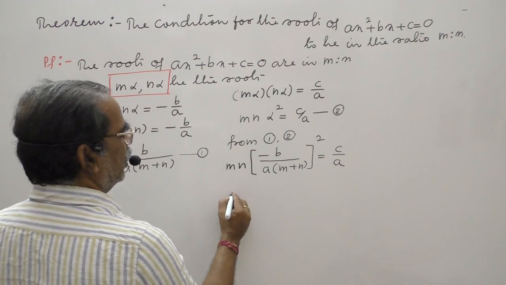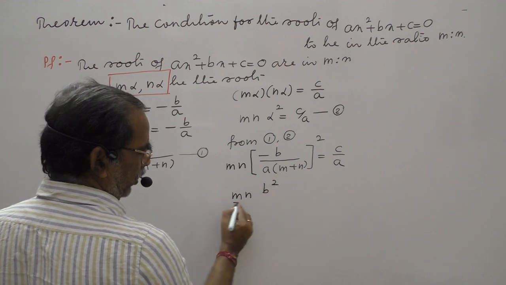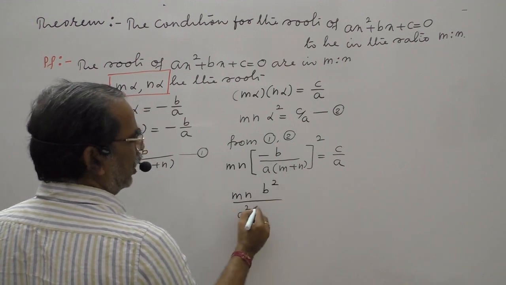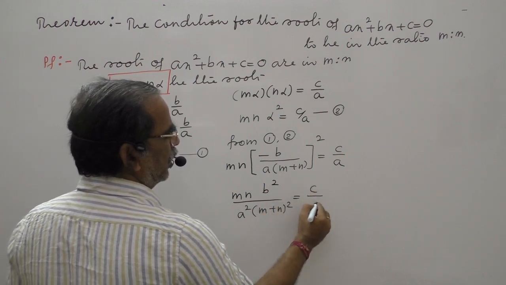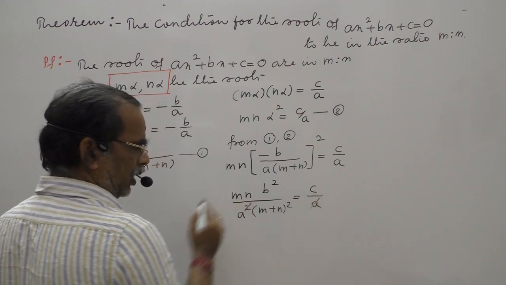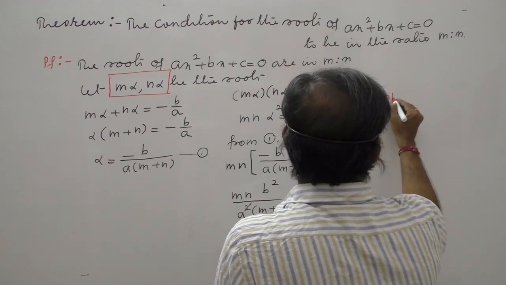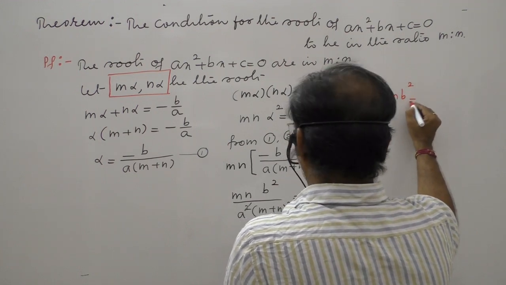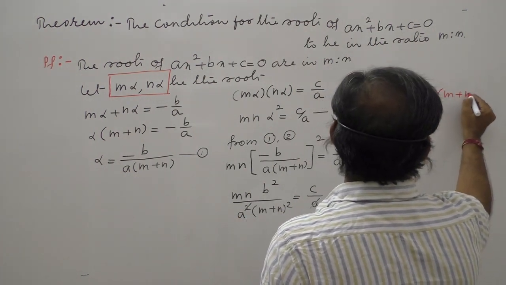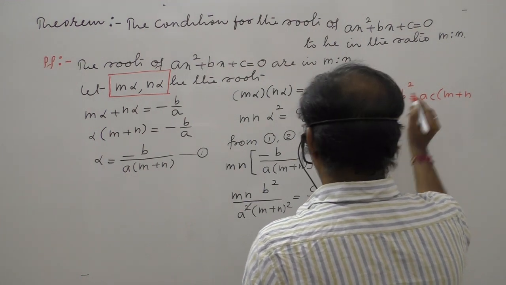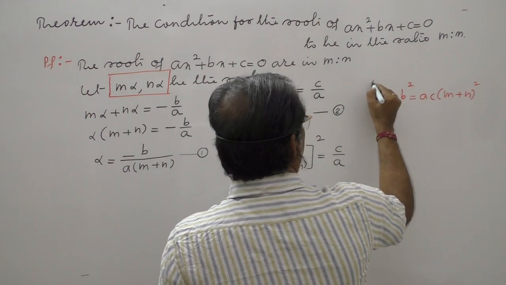See, let us simplify this. Mn into square is there, no? You will get b square divided by a square into m plus n whole square is equal to c by a. I can cut one a and a. So I will arrange this as, see carefully, left side mn into b square, cross multiplication ac into m plus n. That's all. AC into m plus n whole square, of course. This is the condition.